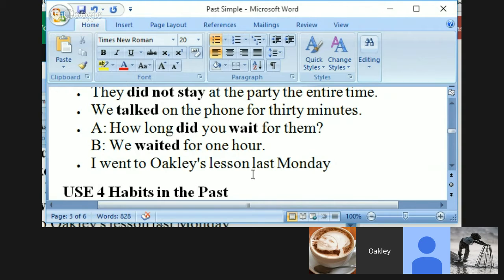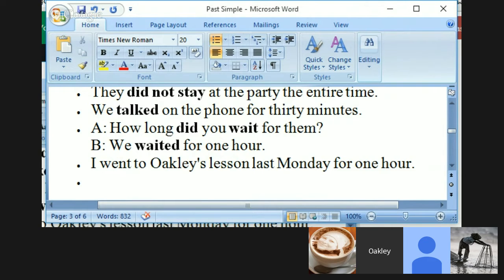Okay. Last Monday, but if you want to show duration, for example, you might say for 1 hour. Okay. All right. So it's a finished action in the past, and you can show the duration simply by adding a time phrase there.